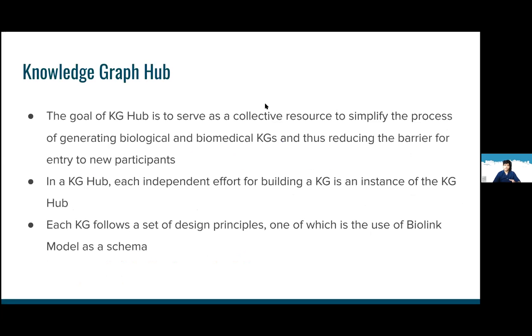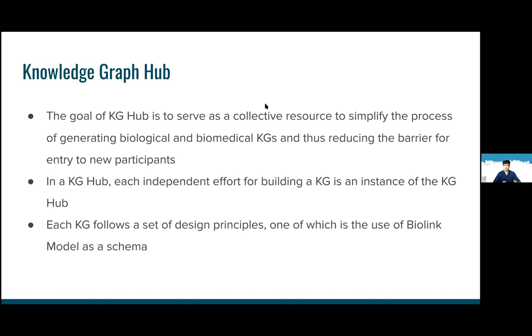To bring it all together, I mentioned the idea of a knowledge graph hub. The goal of the knowledge graph hub is to serve as a collective resource to simplify the process of generating knowledge graphs. The idea being that we had to go through a lot of trouble and a lot of processes, and we had to look around to understand how to build KGs in a way that is easy to understand and easy to adopt.